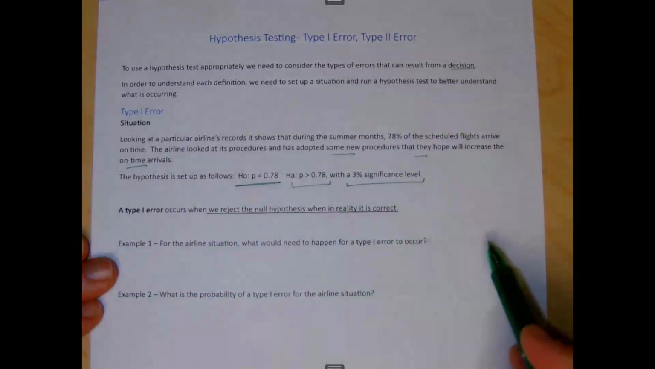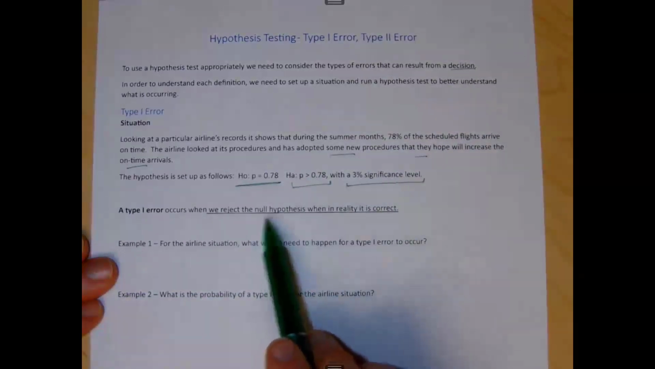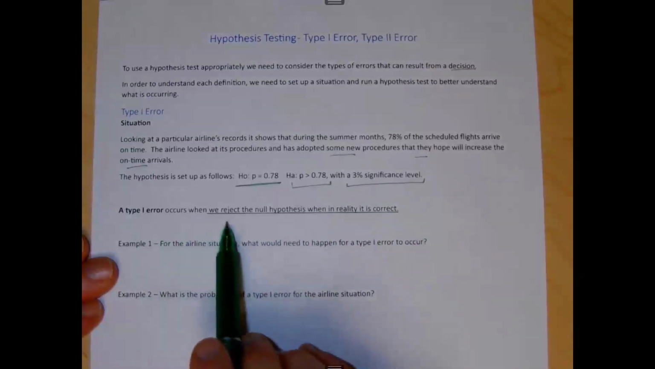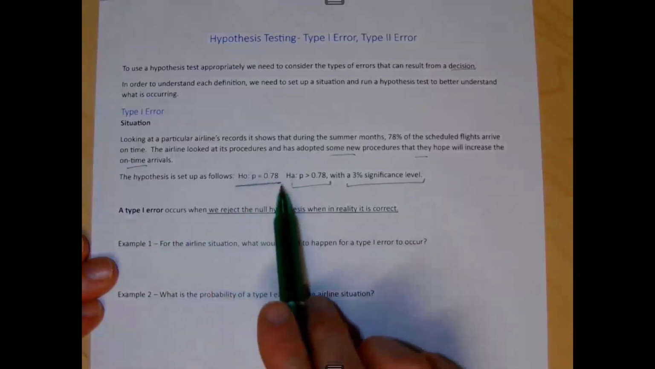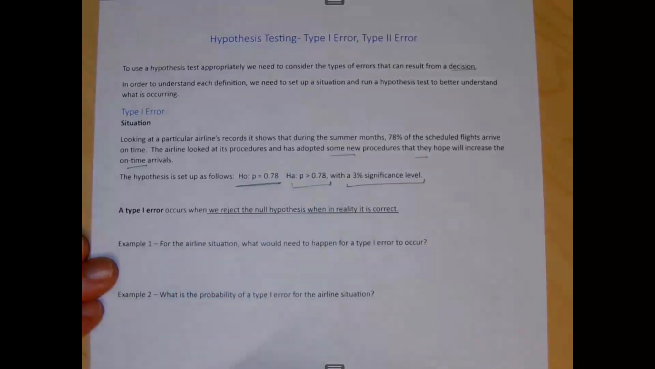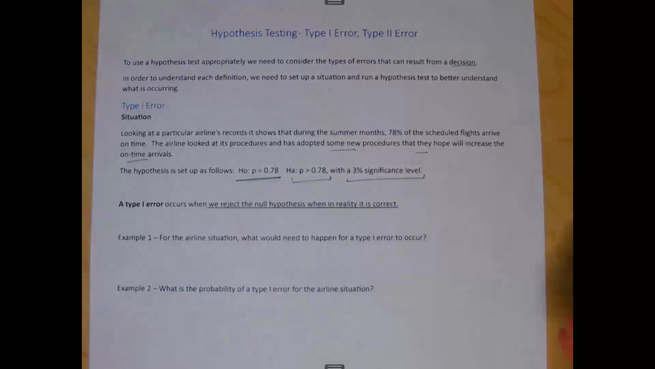A type 1 error occurs when we reject the null hypothesis, when in reality it is correct. So that is what a type 1 error is. We reject the null for the alternative, but in fact, the null is correct. For the airline situation, what would need to happen for a type 1 error to occur? What do we need to have happen?